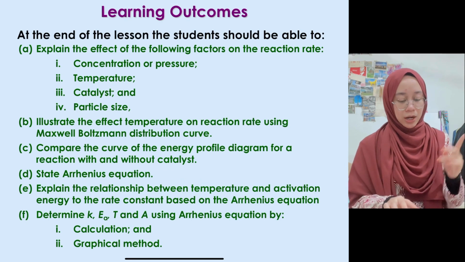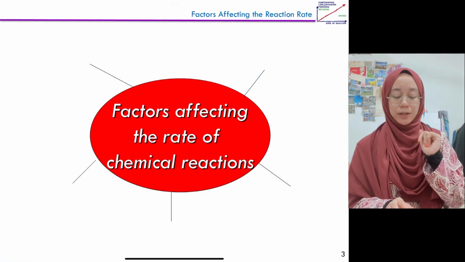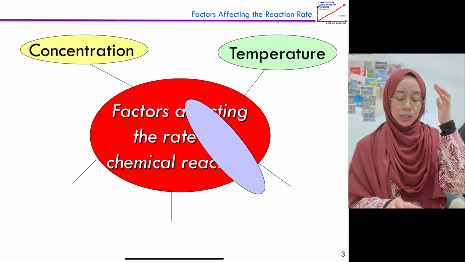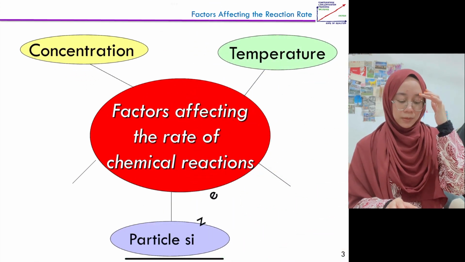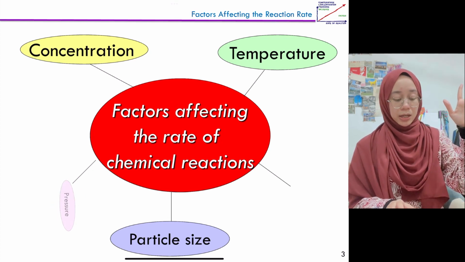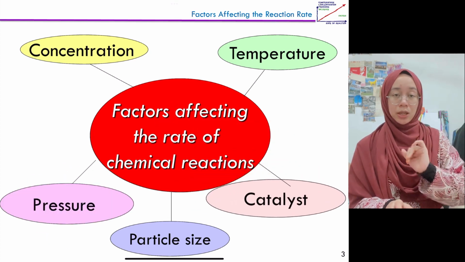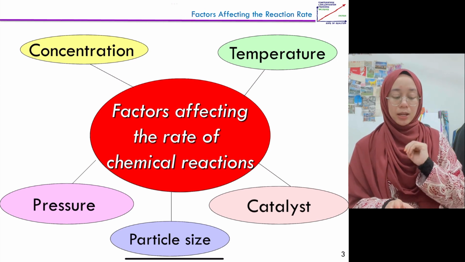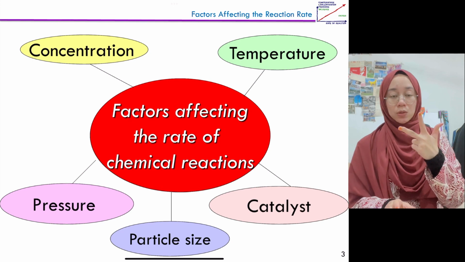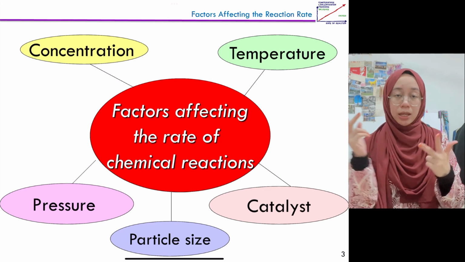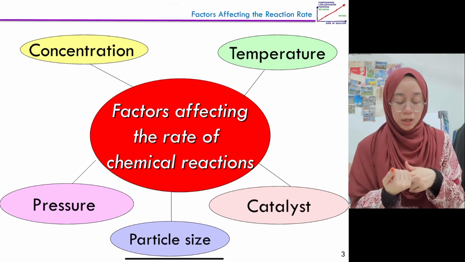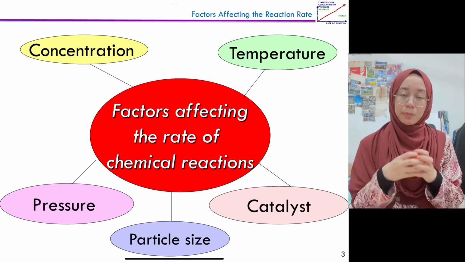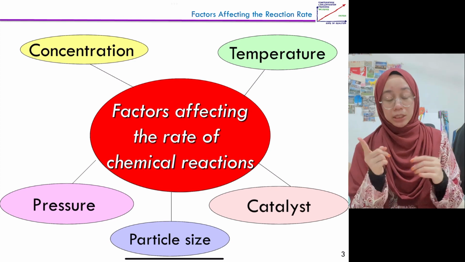So let's just revise a bit on the factors affecting the rate of chemical reactions. So basically untuk concentration, temperature and also particle size, dan kita ada pressure dengan catalyst. So antara 5 ni ada 3 yang directly proportional to the reaction rate. Concentration, temperature, pressure. So 3 ni kalau dia increase, the reaction rate pun akan increase juga. Meanwhile kalau particle size pula dia inversely proportional. The smaller the particle size, the higher the reaction rate.